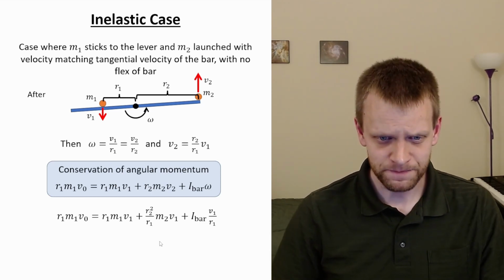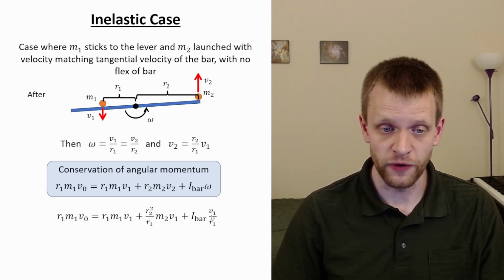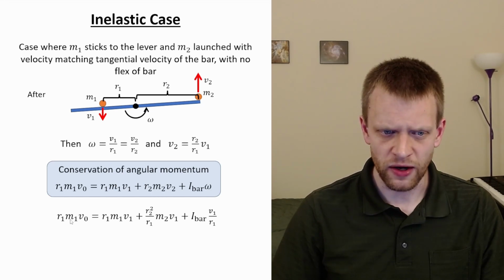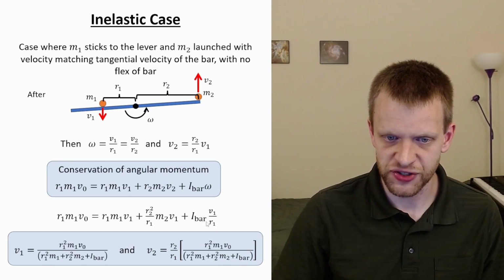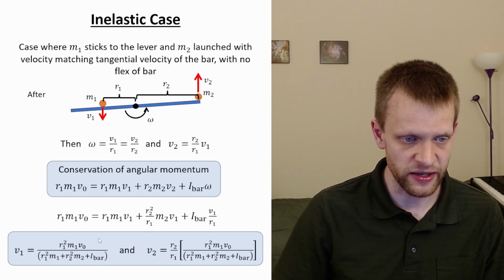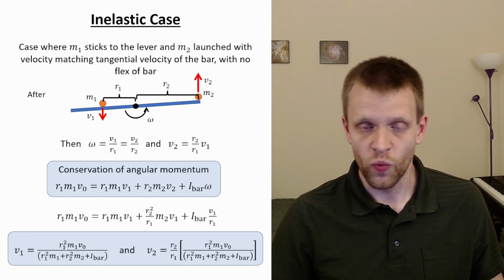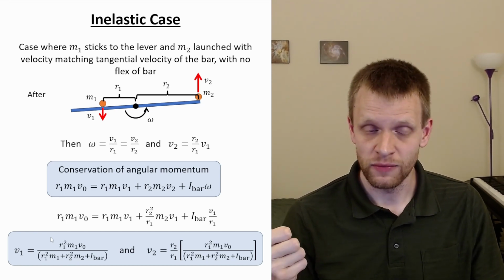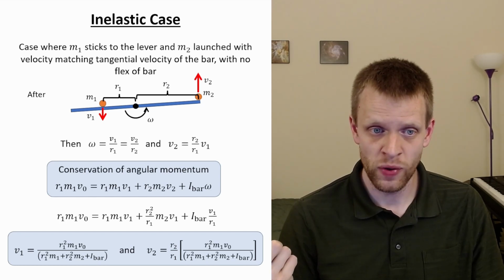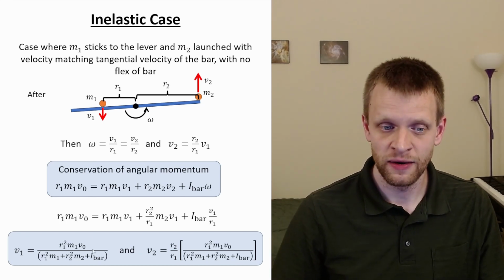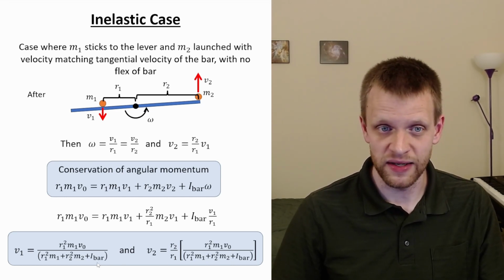But at least with this one, the algebra isn't too bad because I can just factor V1 out of all of these terms. I think I also multiply both sides by R1 just to get rid of some of these R1s in the denominators. But we can basically rearrange and solve for V1 in terms of where M1 is hitting, what the mass and the R distance for object 1 are, what the mass and the distance for object 2 are, and what the initial velocity was before the collision. We can also have the moment of inertia of the bar added in here as well.